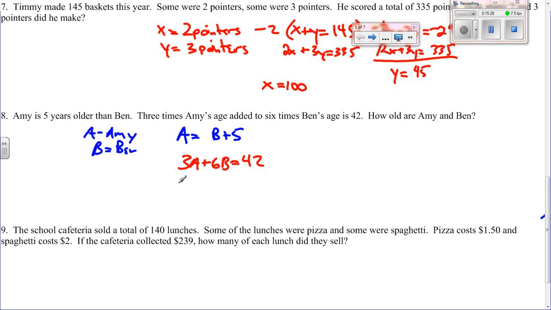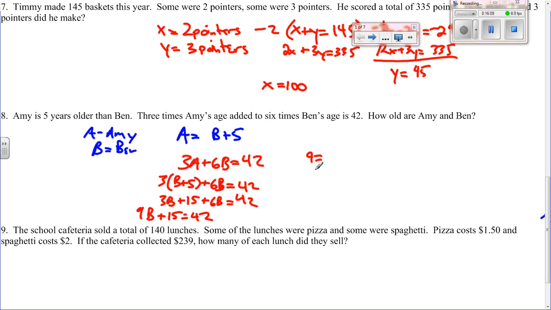Now we can just put B plus 5 in for A. So 3 times B plus 5 plus 6B equals 42. Gives you 3B plus 15 plus 6B equals 42. Gives you 9B plus 15 equals 42. Subtract the 15 over, and you get 9B equals 42 minus 15, which is 27. Divide by 9, you get B equals 3. So he is 3, which means she is 8 by doing B plus 5.